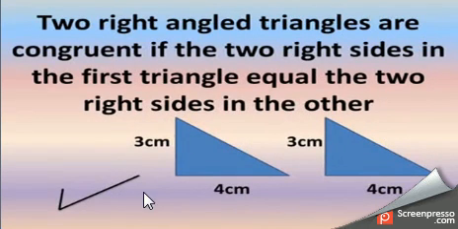Attention with me. These are the two sides of a right-angled triangle. In this triangle and this triangle, the length of this side is 3, and the length of its corresponding side is 3, and the length of this side is 4, and the length of this side is 4. So the two right-angled triangles are congruent if the two right sides in the first triangle equal the two right sides in the other. This 3 and this 3, and this 4 and this 4, so these two triangles are congruent. Okay.